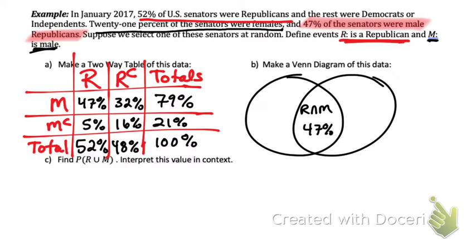All right, now I'm going to go to the left. This is my Republican and male complement. Literally just look in your table and find where those two symbols intersect and what percent goes there. That's your 5%. All right, on the right.